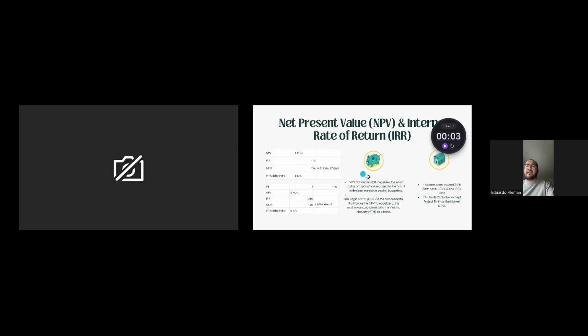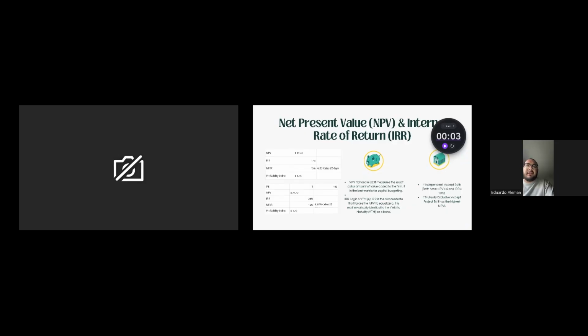Let's go to the next slide: net present value and internal rate of return. Moving to profitability, both projects show a positive net present value. However, project B is clearly superior, with an NPV of 22.42 compared to A at 17.46. Since these are mutually exclusive, project B is our winner.